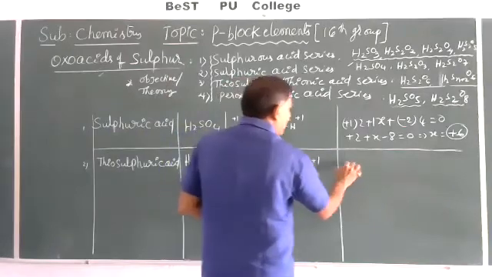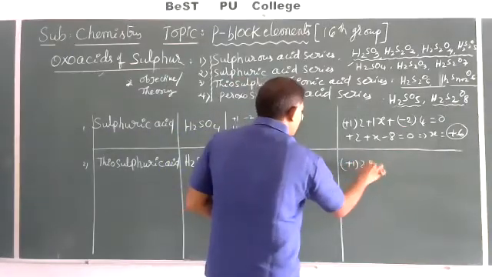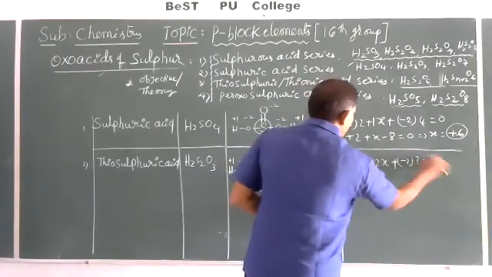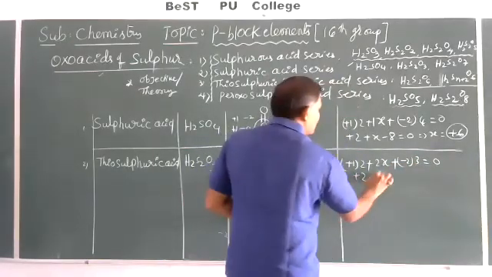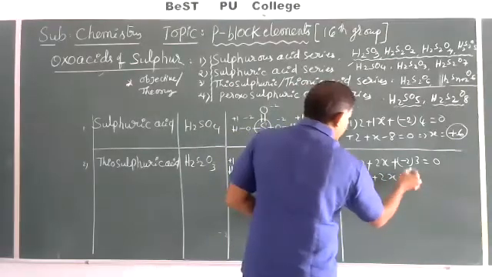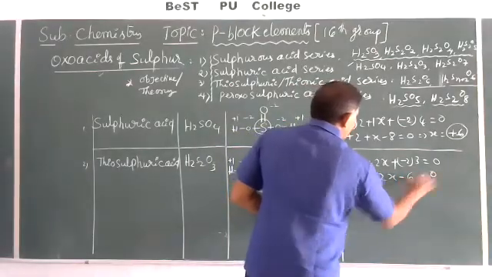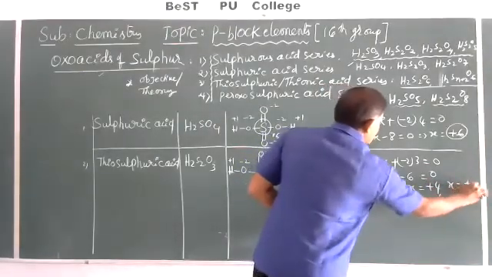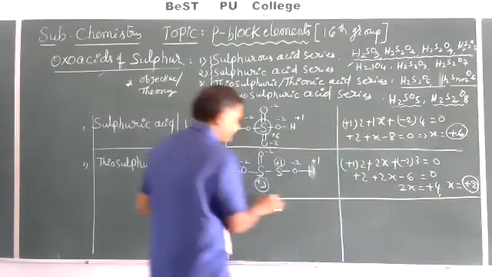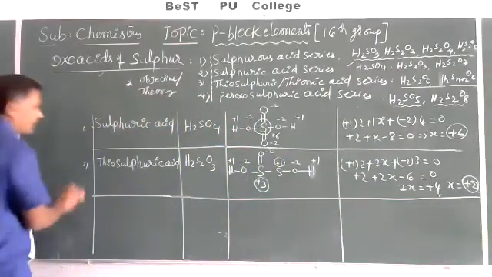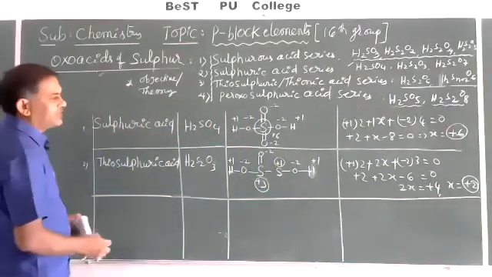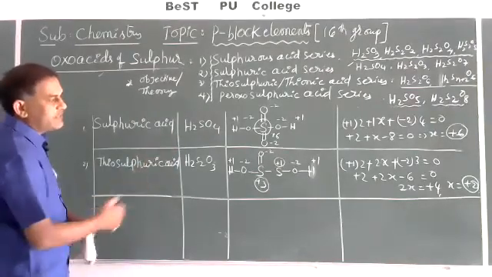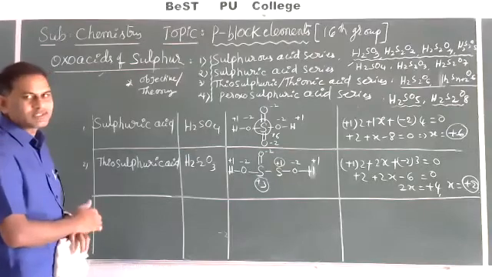But the average oxidation state: +1 into 2 plus 2 into x minus 2 into 3 equals 0. Now +2 plus 2x minus 6 equals 0, that is 2x equals +4, so x equals +2 oxidation state. That is the thiosulfuric acid oxidation state. It exhibits +3 and +1 oxidation states, and the average is +2 oxidation state.